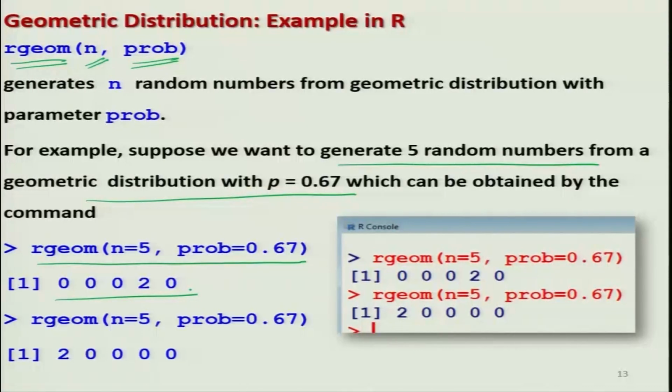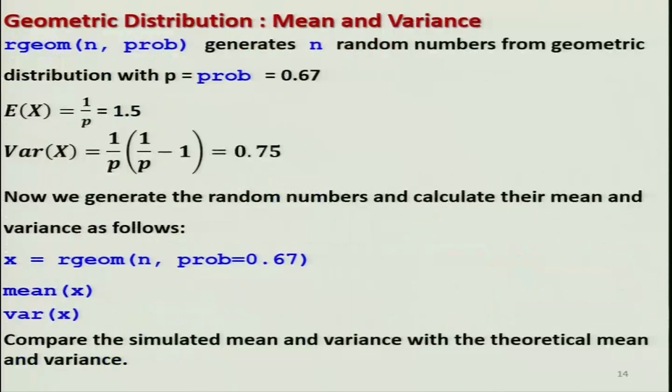And if you try to repeat it, this will give you once again some other 5 values, and they will resemble as if they are drawn from this geometric probability distribution where p is equal to 0.67.